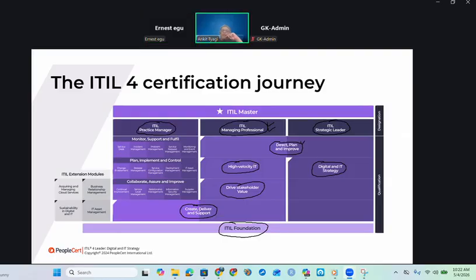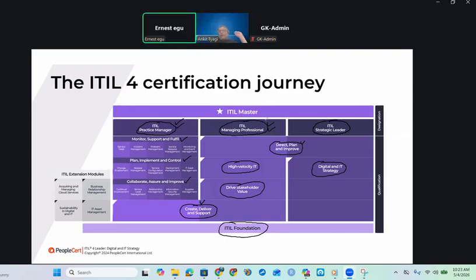Similarly, there is ITIL Practice Manager. For becoming a Practice Manager, we can do one of these 3 certifications: Monitor, Support and Fulfill, Plan, Implement and Control, Collaborate, Assure and Improve, along with Create, Deliver and Support. So that means we need to have Create, Deliver and Support and any one of these certifications: Monitor, Support and Fulfill, Plan, Implement and Control, or Collaborate, Assure and Improve. Then we can achieve the designation for ITIL Practice Manager.